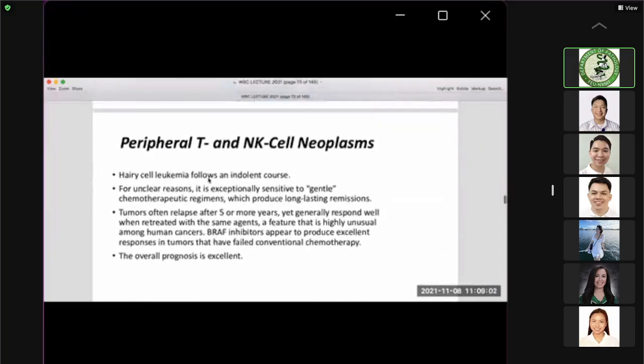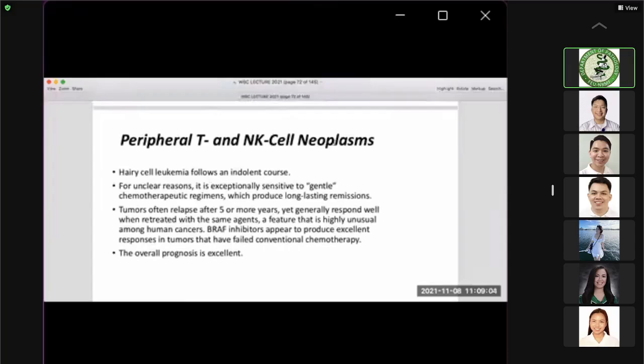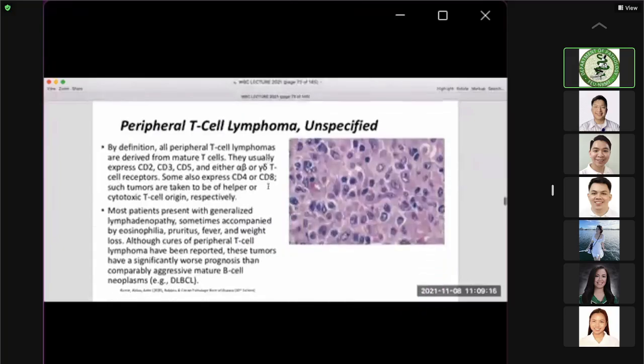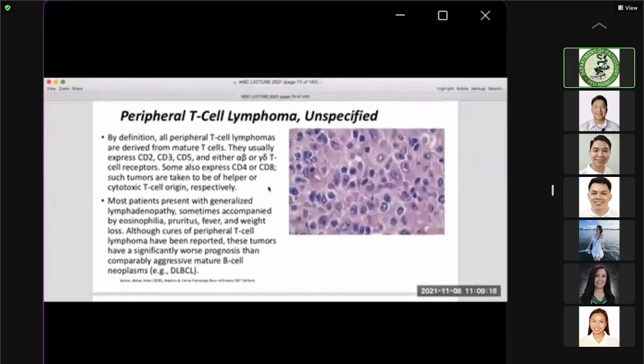Okay, and then we have the peripheral T and NK, natural killer cell neoplasm. Okay. I think this is not. We already discussed this one, no? So we go here. Okay, so peripheral T-cell lymphoma as specified, no?